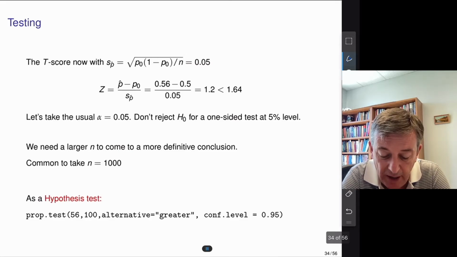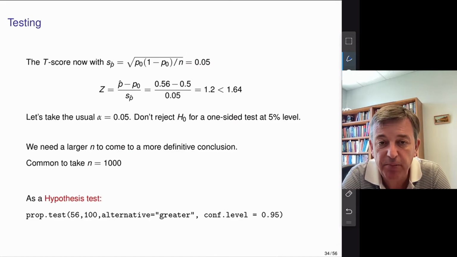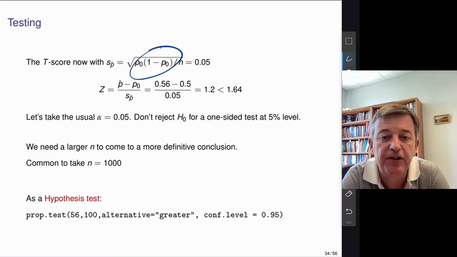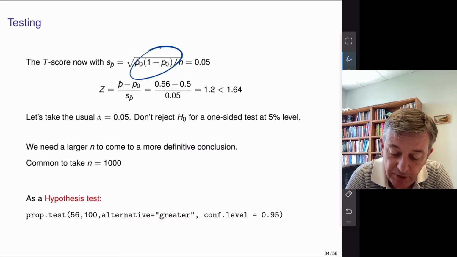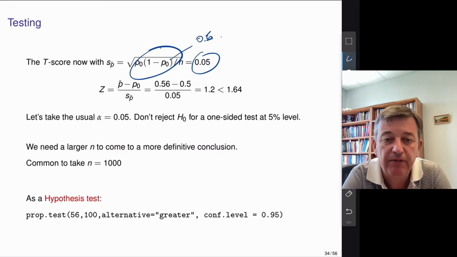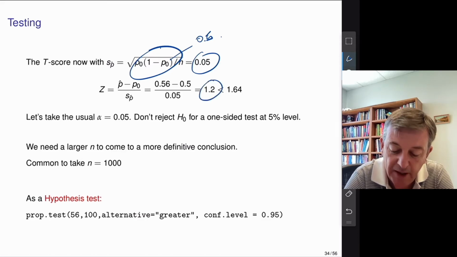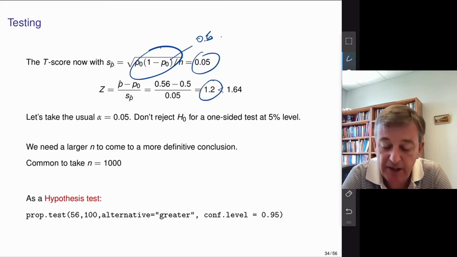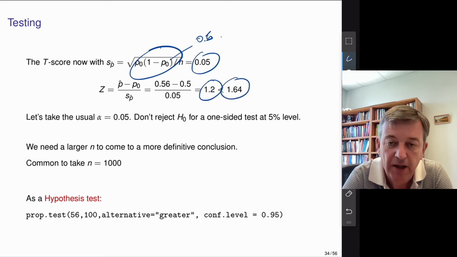Okay, I could do it as a testing problem. Instead of a confidence interval, I could do it as a z-score. So under the null hypothesis, I calculate my standard deviation. So p0 is equal to a half. So I get my standard deviation is 0.05. I calculate my z-score. I get 1.2. That's less than my 1.64.